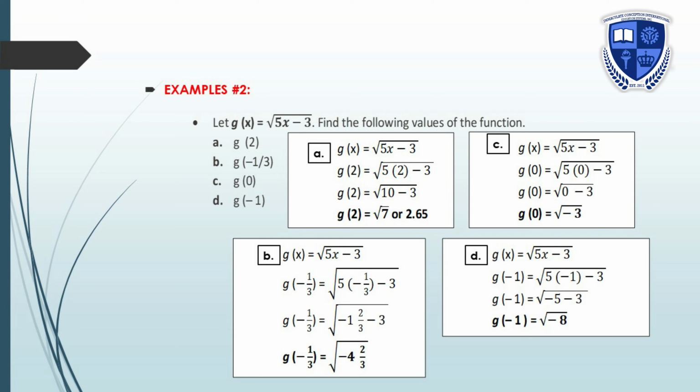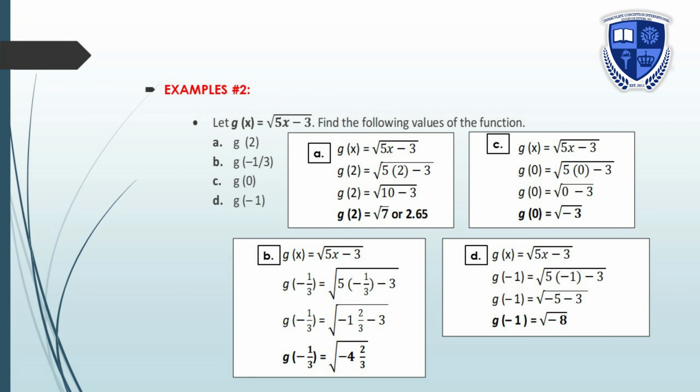So, the square root of 5x minus 3, our given. So, now, we can substitute. Square root of 5 times 2 minus 3. So, 5 times 2 is equal to 10. Negative 3, bring down. So, 10 minus 3 is equal to 7. Then, yung ating square root, binabalang po natin. So, kaya po ang sagot natin ay square root 7 or 2.65 kapag gumamit po tayo ng decimal point.